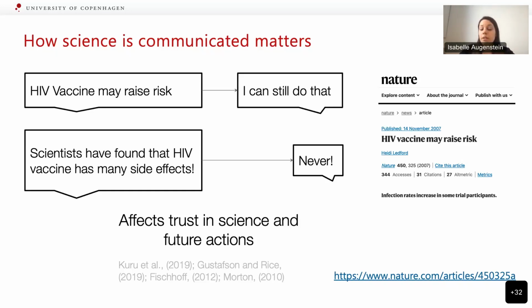And then there are different ways of framing that. One is the original way that's communicated in the Nature article, and then people might think, well, I can still maybe get a vaccine. But if it's communicated to say "scientists have found that HIV vaccines have many side effects," then people might think it's not so safe to get an HIV vaccine. And then it has a direct impact on vaccine uptake. And we've seen a lot of that during COVID, of course.